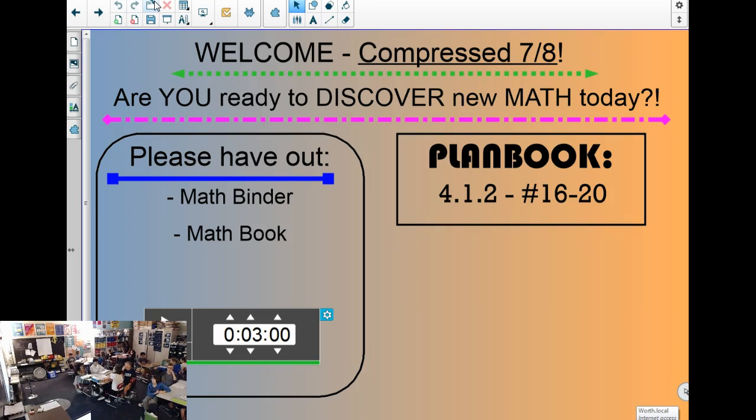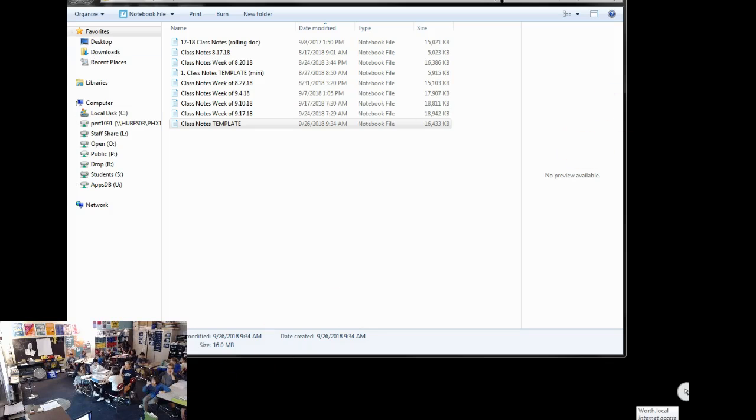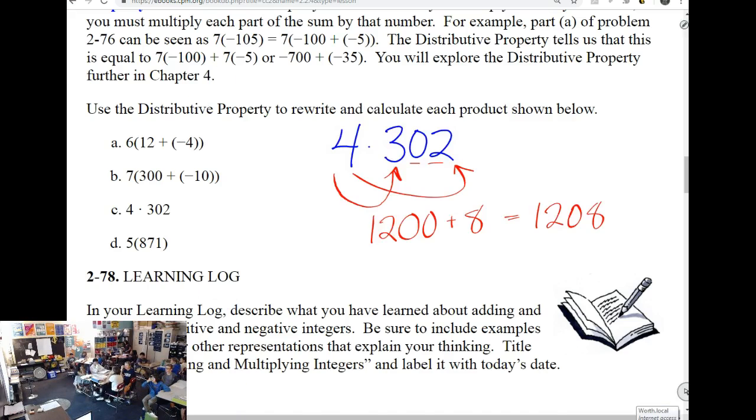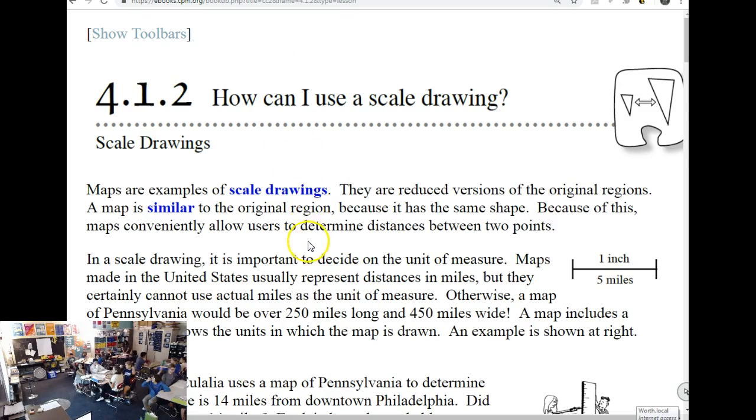Any questions from last night's homework? Starting chapter 4, pretty easy. Okay, so today we're working on scale drawings. If you could put a header on your paper, that would be fantastic.